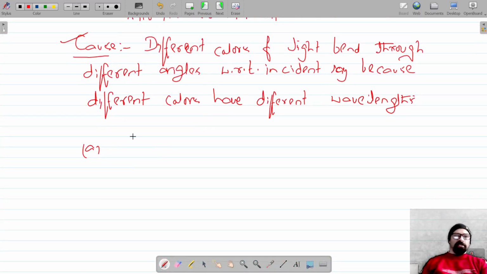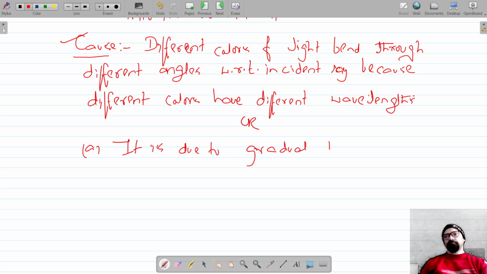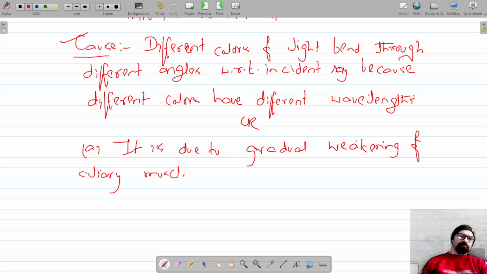And the reason is that this is due to the gradual weakening of ciliary muscles and, with that, diminishing flexibility of the eye lens.